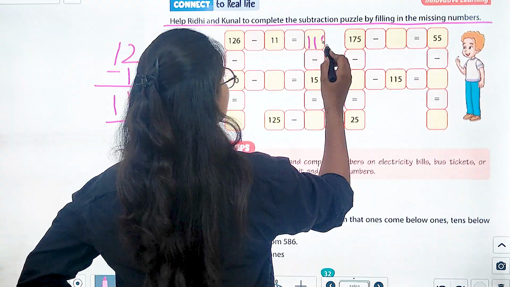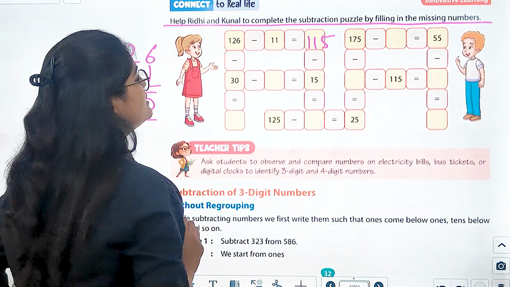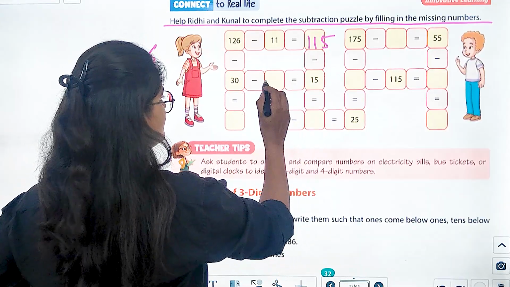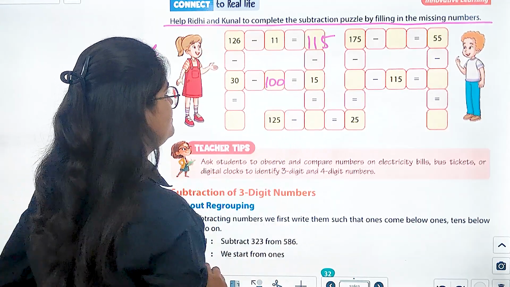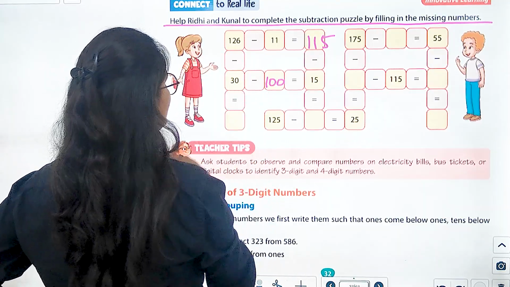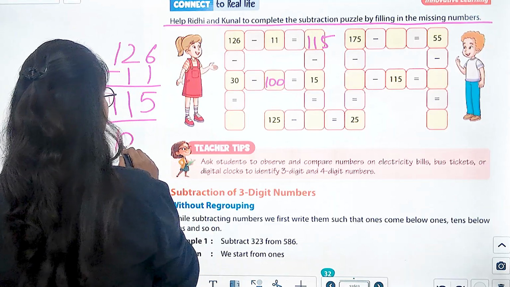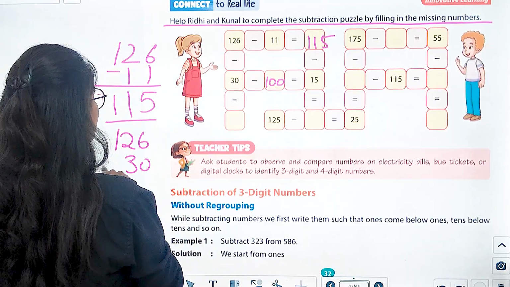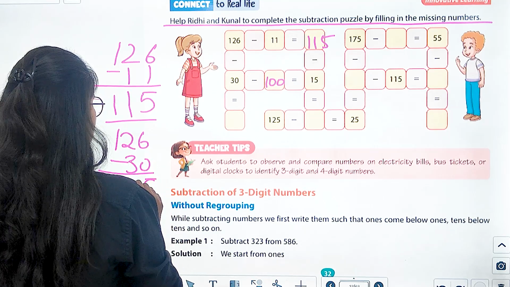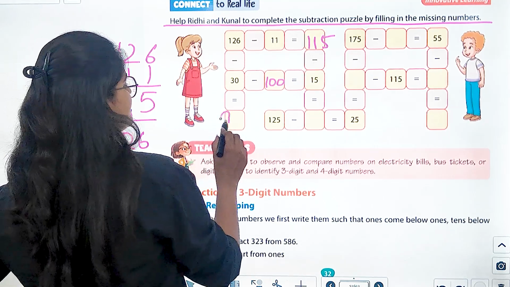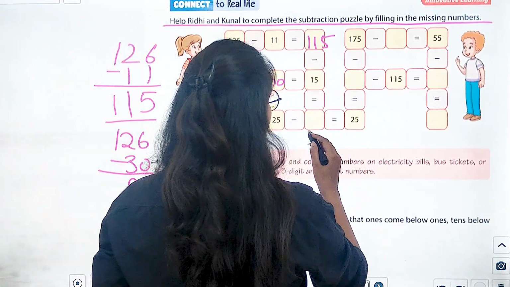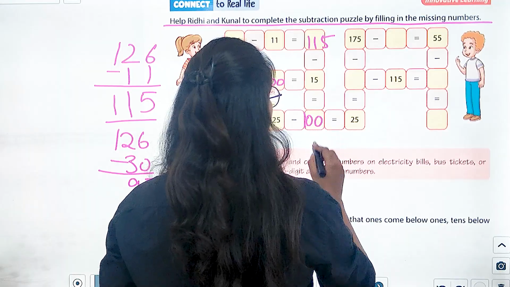115, right? Then 115 minus 15, we get 100, right? Then 126 minus 30. So if we subtract 30 from 126, it would be 96, right? Then 115 minus 15 is equal to 100.